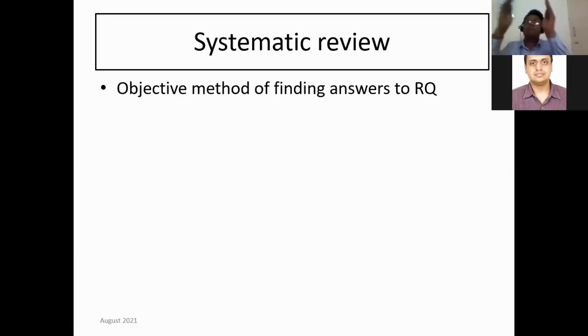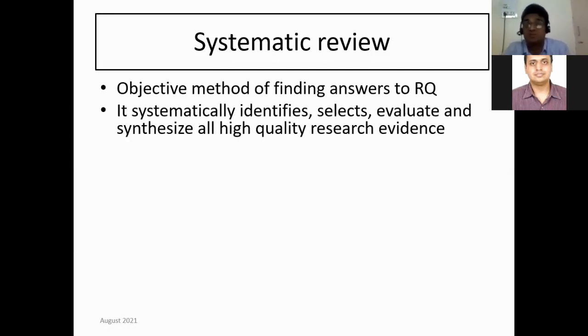Once many people have conducted RCTs, right? So you are always wondering how do we decide whether treatment A should be given or treatment B should be given? So one of the objective ways to find an answer to such kind of research question is what is called a systematic review. So systematic review basically systematically identifies, right?